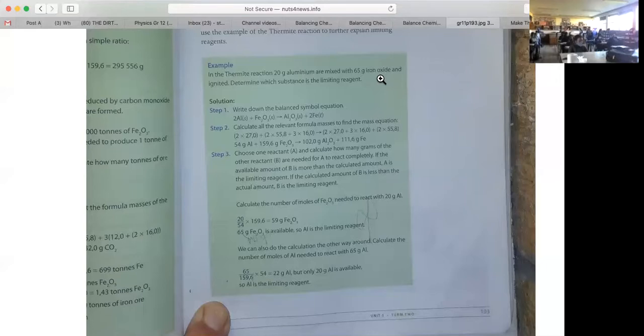Who thinks they've got some idea of this page now, how we work it out? Now, I looked at this, I thought, geez, why do they start with such a complicated thing? So that's why I started with this one, which is a simple one to work out a limiting reagent.